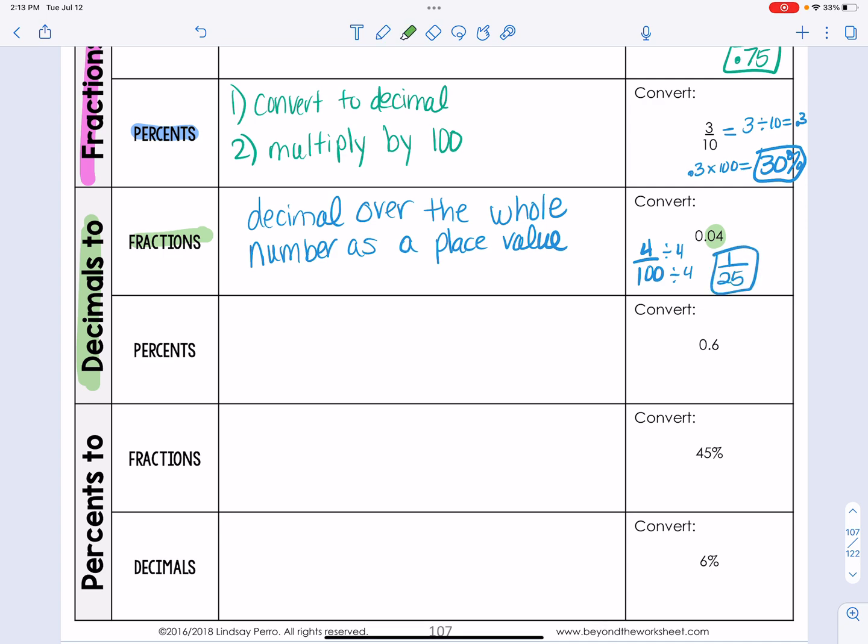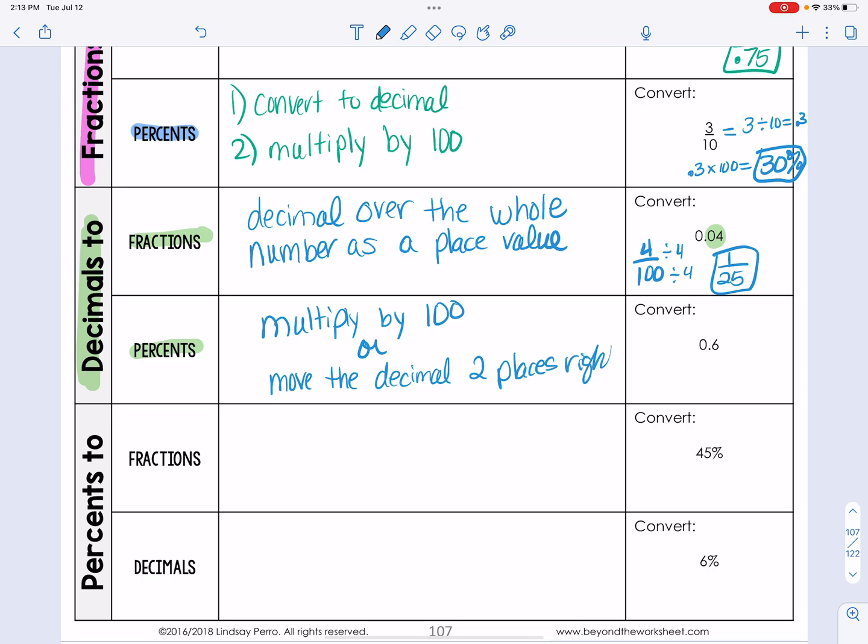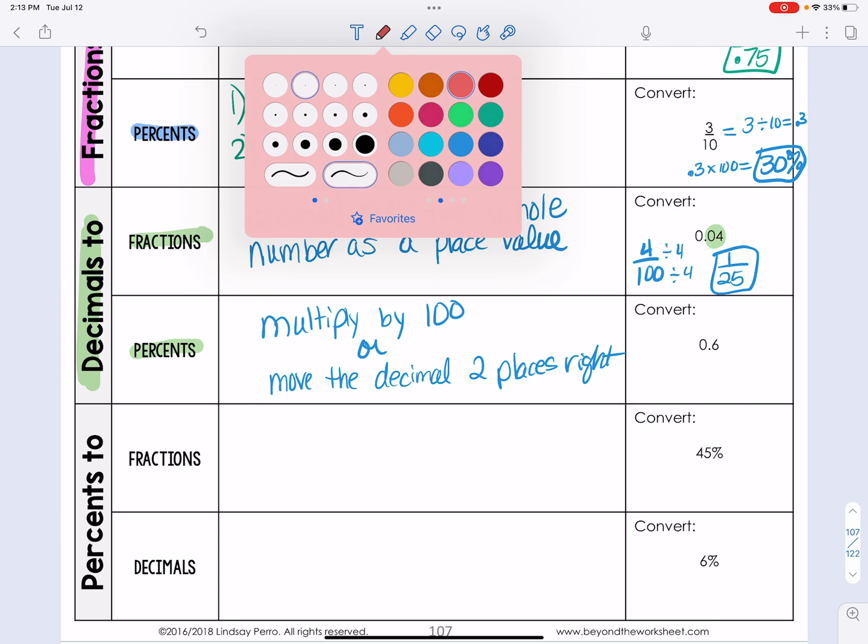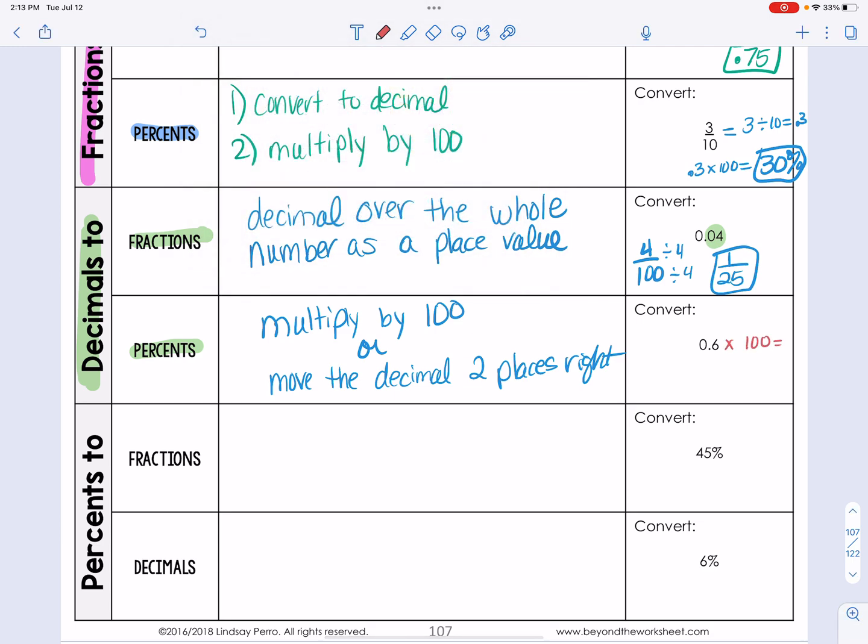Okay. And then finally, to go from a decimal to a percent, you are literally just going to multiply by 100, or you can move the decimal 2 places to the right. Okay, I don't really care. So on this one, if I multiply by 100, my answer is 60%. If I move it 2 places, 1, 2, that leaves a 0 here. You still get 60%. It does not matter to me how you do that.